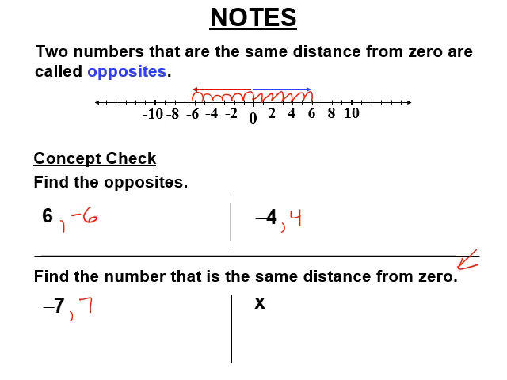So what's the same distance from 0 as x? Well, the opposite of x. Now you can say what I just wrote as -x, perfectly acceptable, or you can say the opposite of x. That's how that's said. Either way is correct.